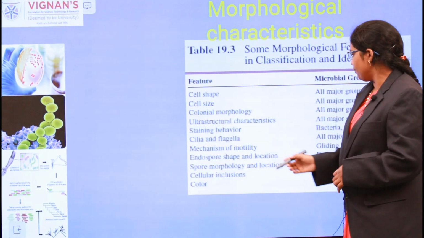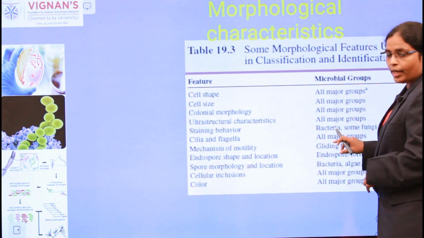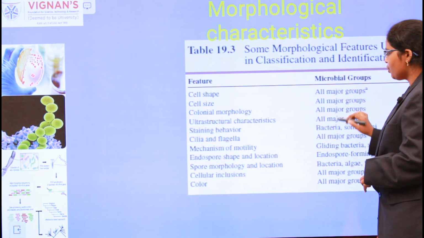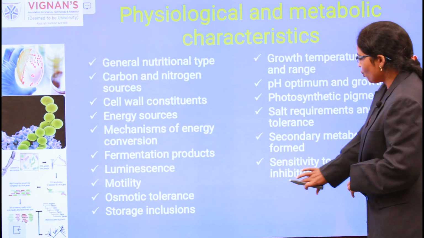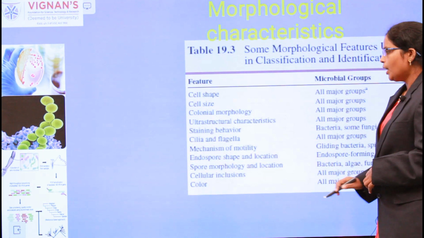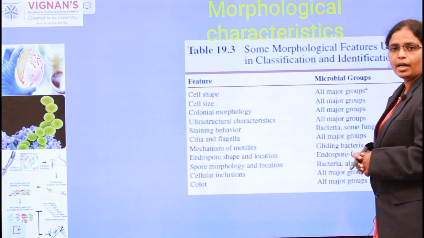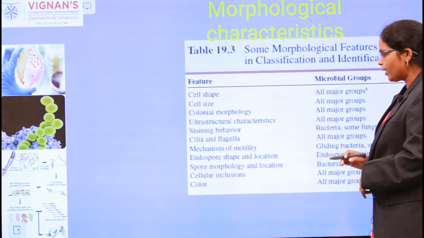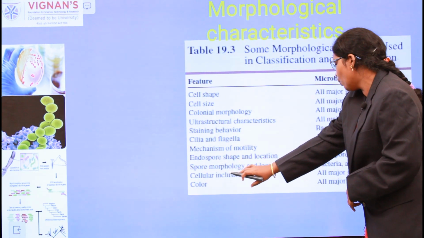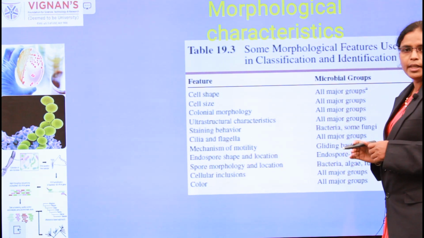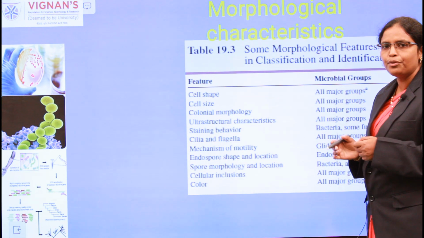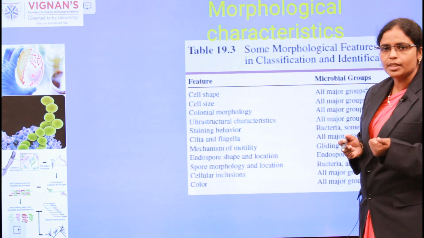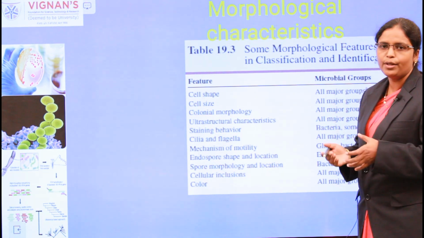The external morphological features used for various groups of microorganisms. Cell shape, size, colonial morphology is used for all major groups of microorganisms. And staining behavior used for bacteria and some fungi only. Next, cilia and flagella, so all major groups of microorganisms. And then motility, endospore. Here endospore forming bacteria. Some of the bacteria, for example, if you take bacillus, this bacillus produces the endospores. Another genus, that is Clostridium, it produces endospores.